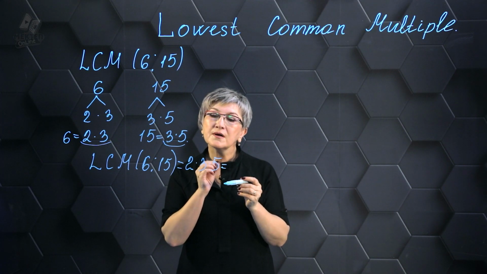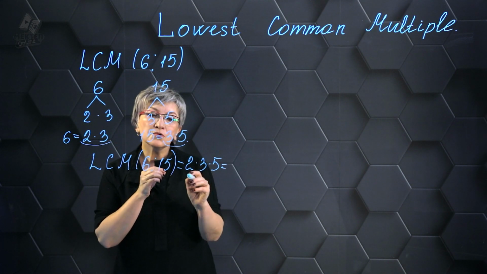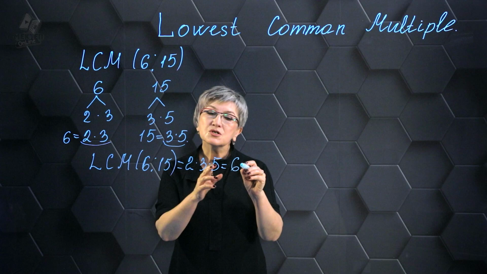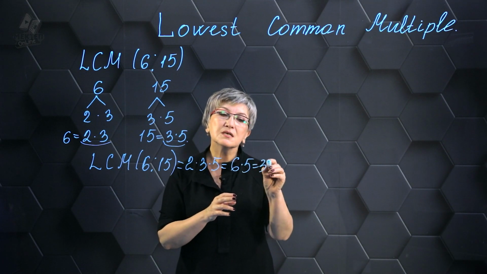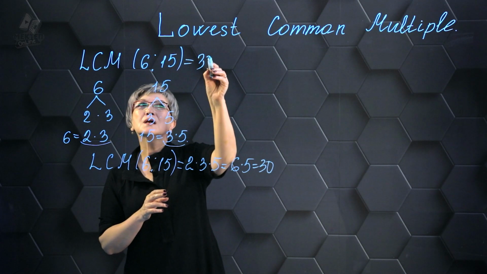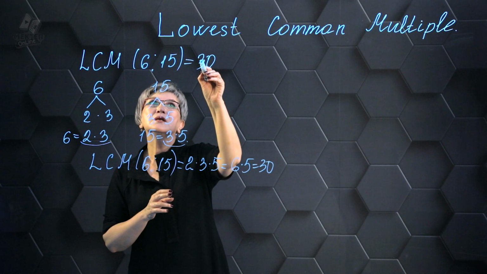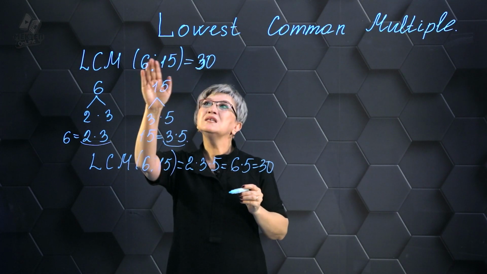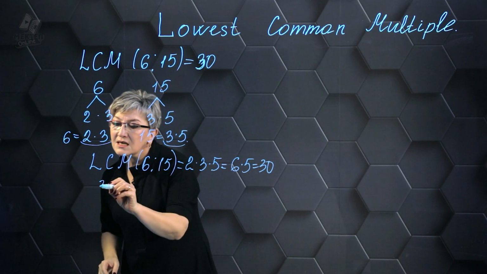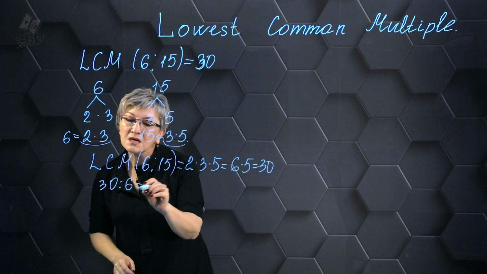So this is how we record it. 2 times 3 is 6. The result of multiplying 6 by 5 is 30. Therefore, the least common multiple will be the number 30. 30 is divisible by 6. 30 divided by 6 is 5. 30 divided by 15 is 2. No leftovers.